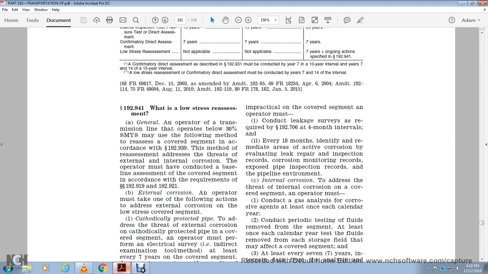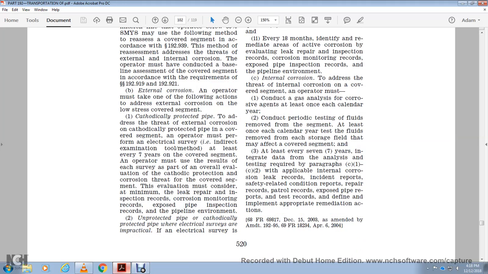External and internal corrosion, the operator must conduct baseline assessment of the covered segment in accordance with the requirements of 192.919, 921. External corrosion, the operator must take one of the following actions at the edge of the external corrosion and low stress covered segment. Cathodically protected pipe with the external corrosion threat, the cathodically protected pipe with the covered segment. The operator must perform an electrical survey indirect examination tool method at least every 7 years for the covered segment. The operator must review the result. Each survey is part of the overall evaluation.